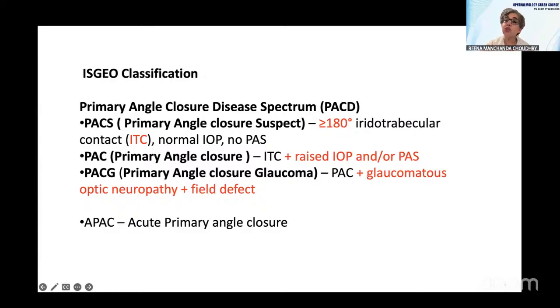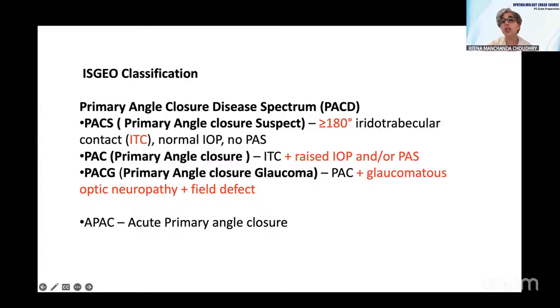Now, what is a primary angle closure eye? An eye which has a shallow AC and 180 degrees or more of ITC, along with either raised intraocular pressure above 21 or even a single goniosynechia in the angle that you can see on gonioscopy. Once you see synechiae formation and the pressures are high, but the optic nerve head is still healthy, you will call these patients primary angle closure. The moment in a primary angle closure eye you have changes in the optic nerve which are suspected of glaucoma and have correlated field defects, then the diagnosis becomes primary angle closure glaucoma.